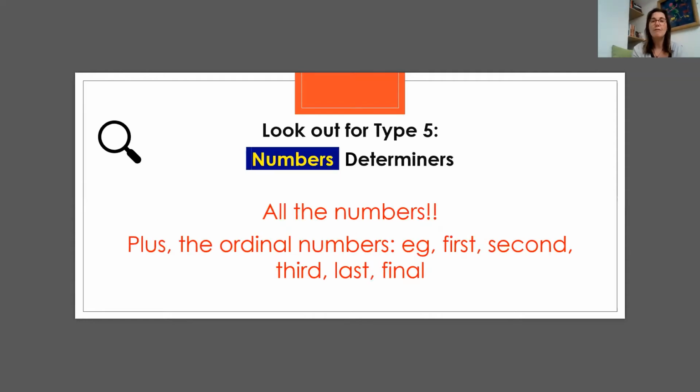Now let's look at number 5, type 5 determiners. These are the ones to do with numbers. So any number that you can think of that goes before a noun is a number determiner. Plus you have all the ordinal numbers. If you look at the word ordinal, it just means the order numbers. You can see the word order within the word ordinal.